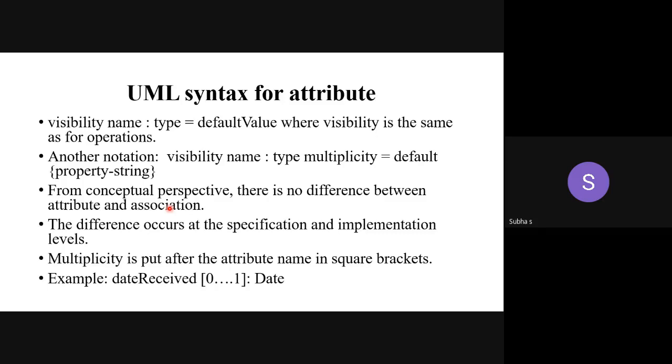And also at the implementation level, while going for coding, you have to write the operation. At that point, an attribute is different from an association. So you have to put the multiplicity in square brackets like this. This is an example for using the multiplicity. Attribute name, simple thing only. Attribute name within square brackets multiplicity colon data type. Not return type, data type. Return type is for operations.